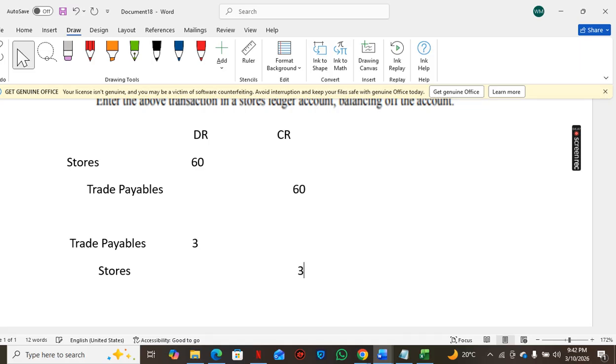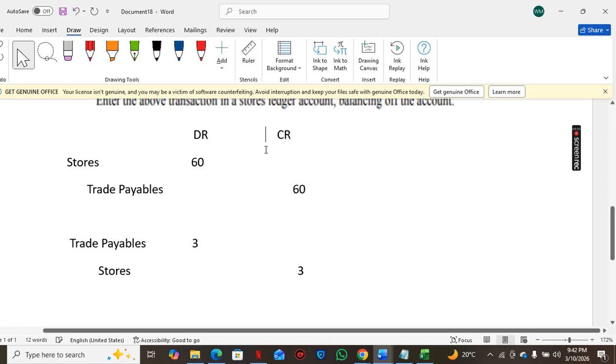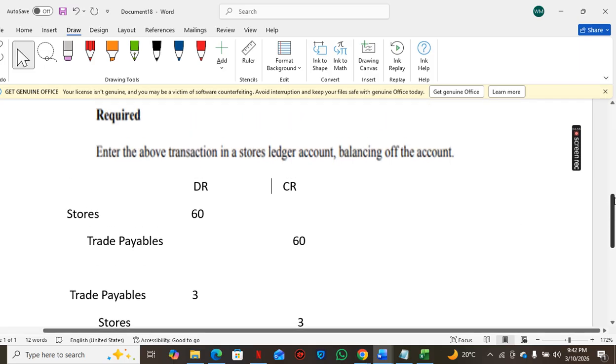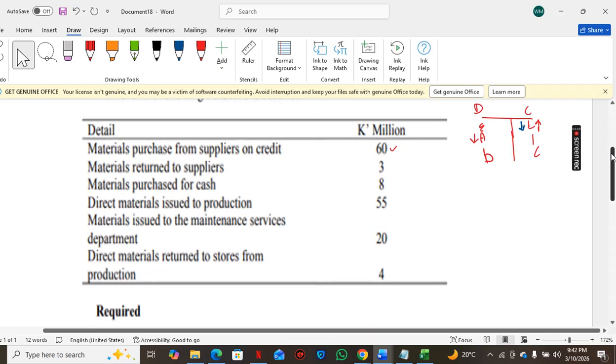Accounts, remember this was return outwards. Do we remember that, colleagues? Return outwards? Yes.